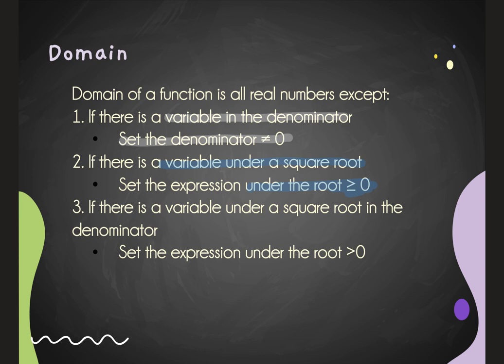And the third is the combination of the two. There's a variable under a square root in the denominator, and now we kind of put both these things together. We set the expression under the root greater than 0 because it has to be positive, but it can no longer be 0 because it's in the bottom.